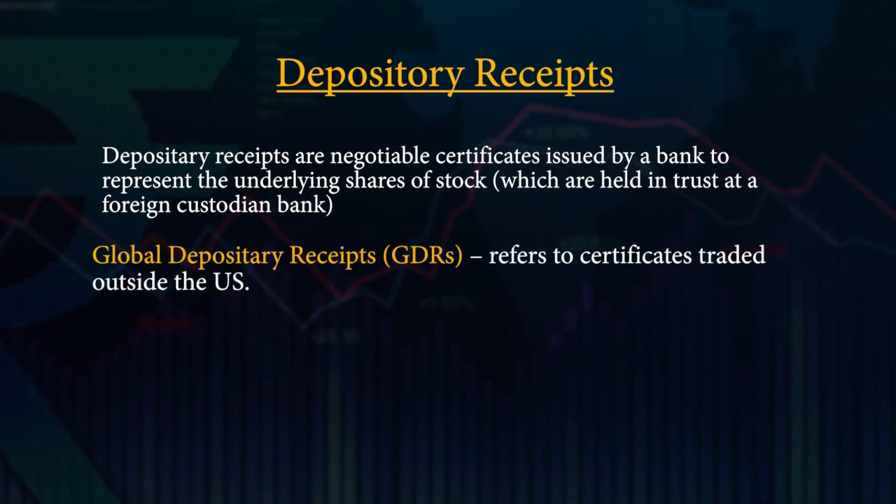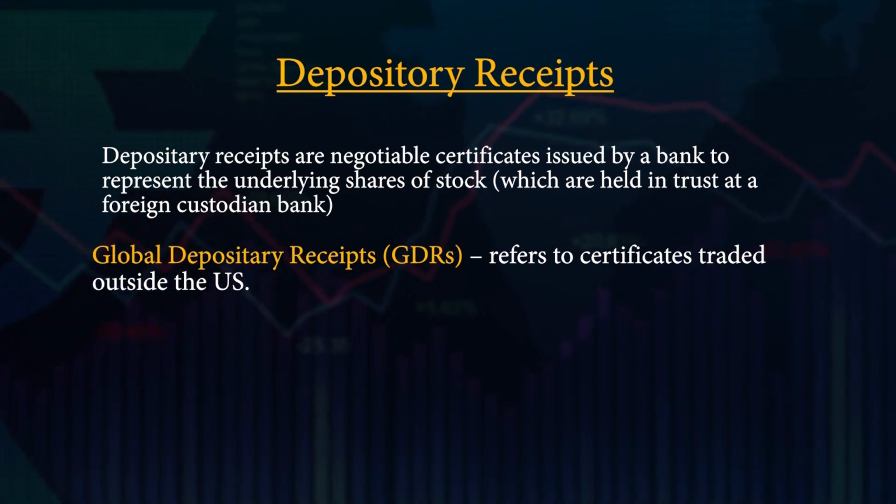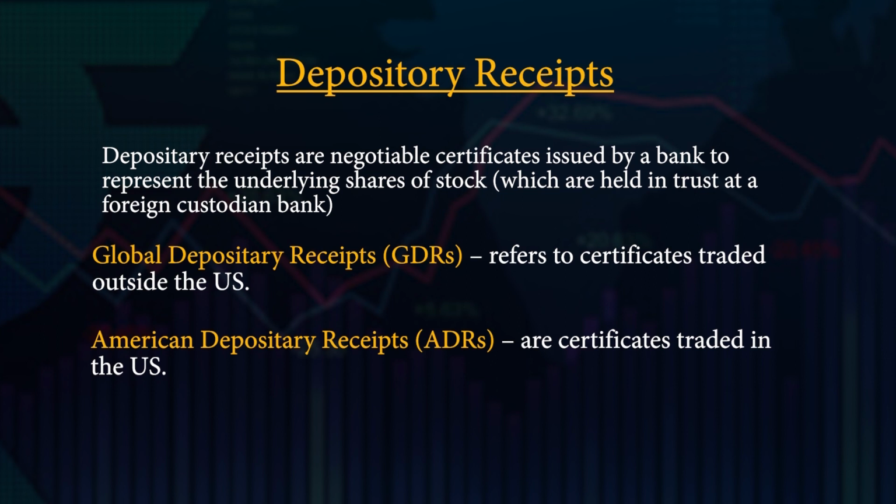Now, when I look at depositary receipts, we generally refer to two very important terminologies. One is the GDR, or the Global Depositary Receipts, which refers to certificates which are traded outside the United States. While we have the American Depositary Receipts, or the ADRs, which are certificates that are traded in the US. Now, ADRs are sold, registered, and transferred in the US in the same manner as any share of stock, with each ADR representing some multiple of the underlying foreign share, which is basically called the ADR ratio.